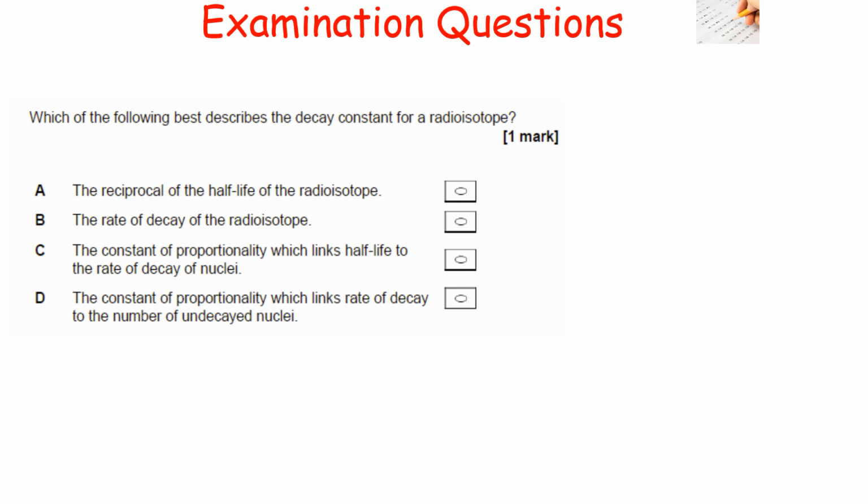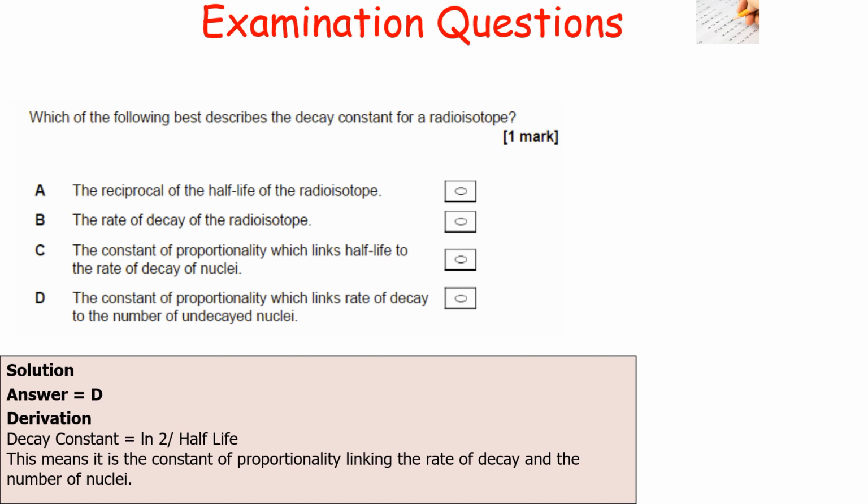Right, the answer here is D, because the decay constant is log 2 over half-life, which again is an equation given to us in our exam book. So this means that the constant of proportionality linking the rate of decay and the number of nuclei is therefore going to be our decay constant, so therefore the answer is D.